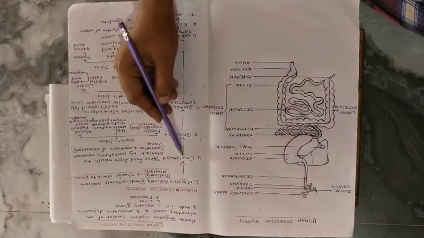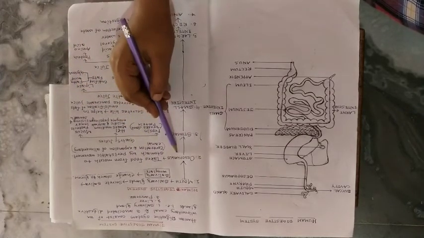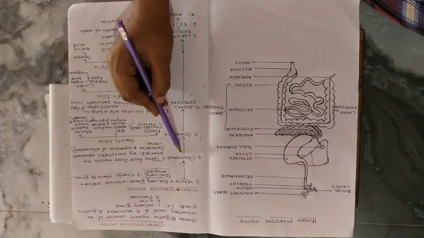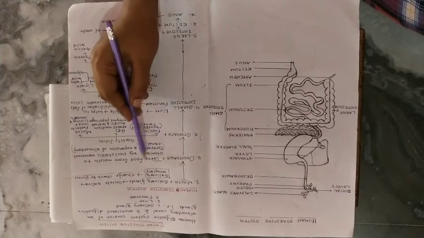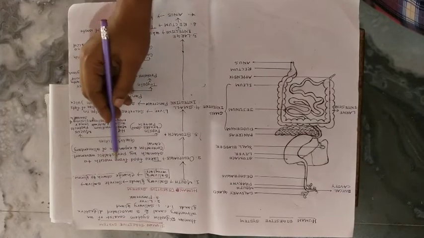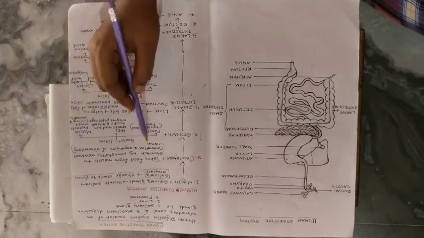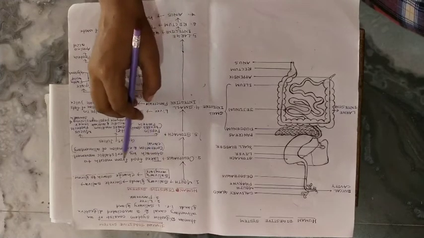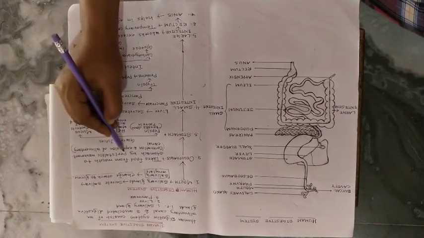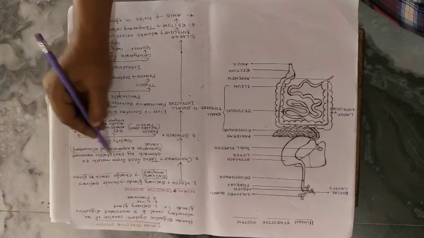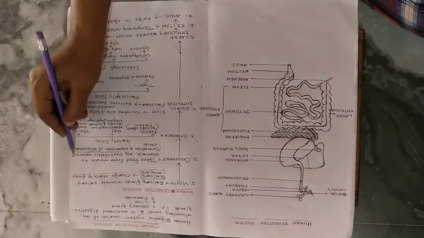Then the next part is the oesophagus. Oesophagus is a muscular tubular structure, and what is the function of oesophagus? Oesophagus takes food from mouth to stomach by the peristaltic movement. Here I mention peristaltic movement.